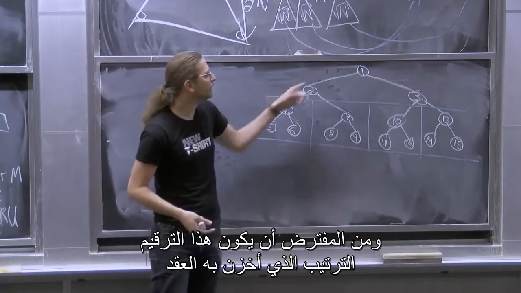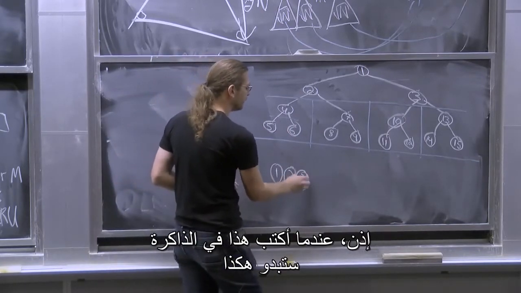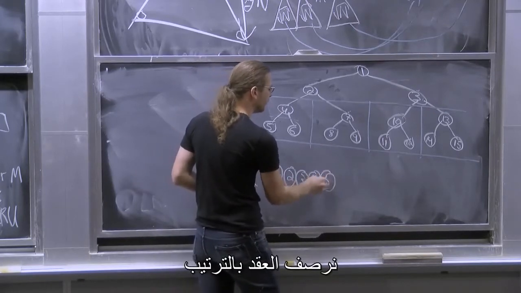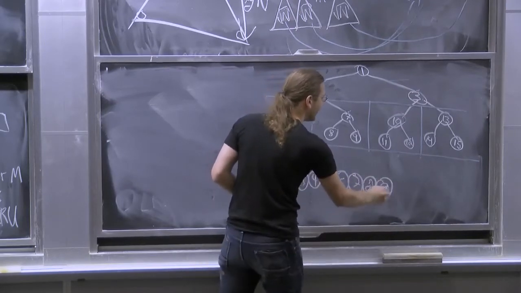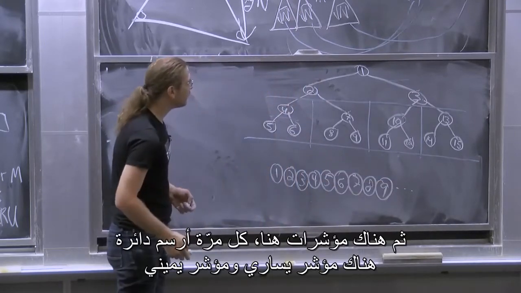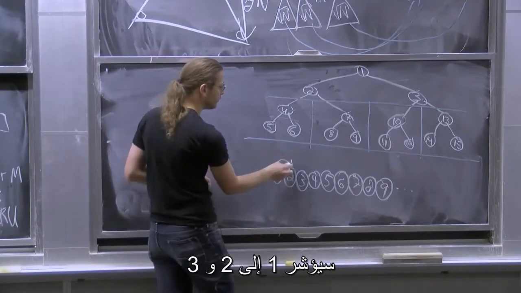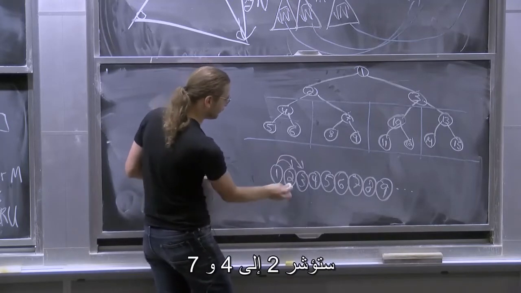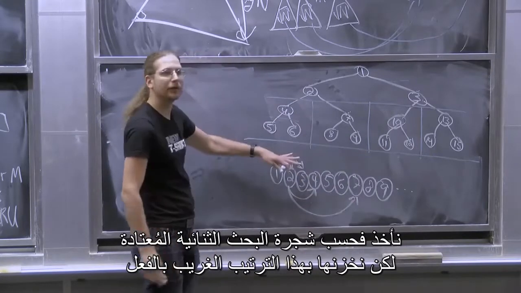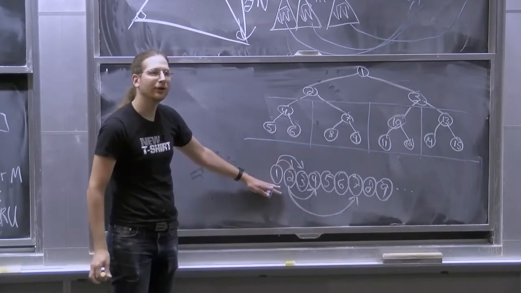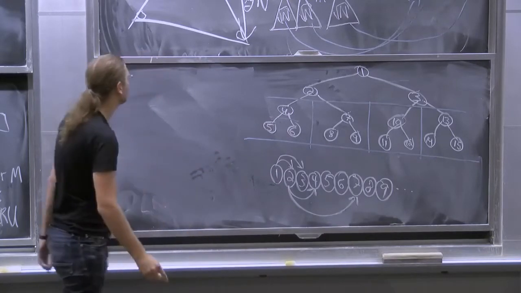Okay, and this numbering is supposed to be the order that I store the nodes. So when I write this into memory, it's going to look like this. Just the nodes in order. And then there are pointers here. Every time I draw a circle, there's a left pointer and a right pointer. So 1 is going to point to 2 and 3. 2 is going to point to 4 and 7. So just take the regular binary search tree, but store it in this really weird order. I claim this will work really well: log base B of n search. Let's analyze it.